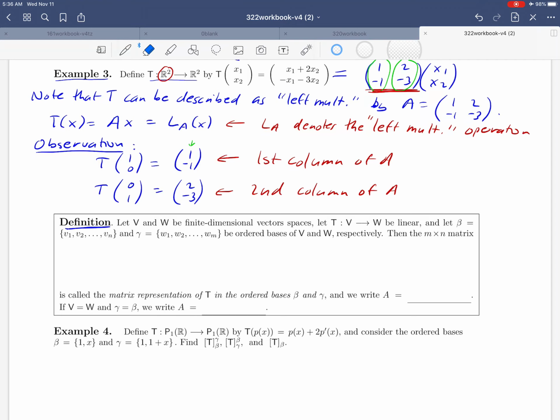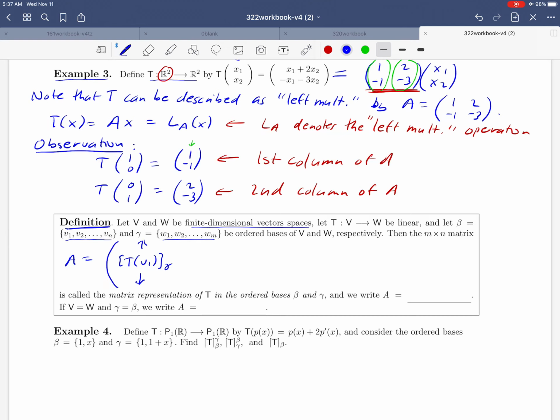Let V and W be finite dimensional vector spaces, and let T from V to W be a linear transformation. Then we're going to take two bases: beta, v1 through vn, a basis for our domain V, and gamma, w1 through wm, a basis for our codomain W. What we're going to build is an m by n matrix that looks like this. A equals, and bear with me, this notation is going to look a little confusing at first. We take the coordinate vector of T of v1 relative to our output basis. That's going to be a column vector.